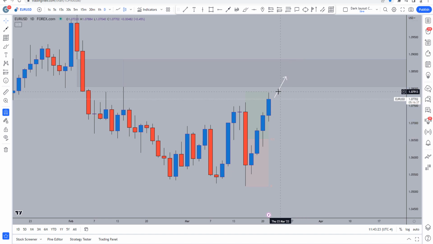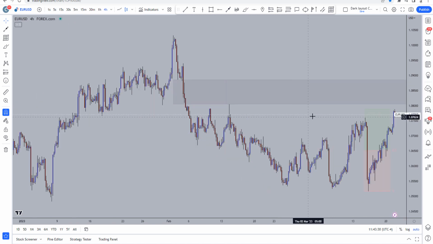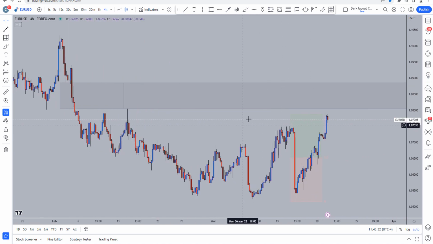Okay, let's now scale down to the 4-hour time frame in order to perform this beautiful top-down analysis. On the 4-hour time frame, what do we see? We see that we grabbed the liquidity above this area right here, and we also see that there is liquidity resting above this area right here.